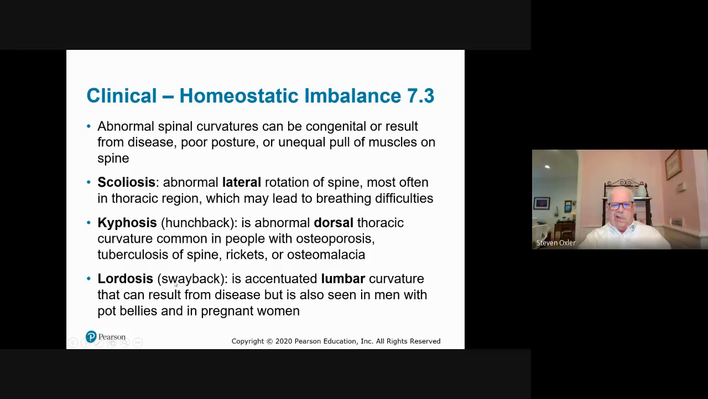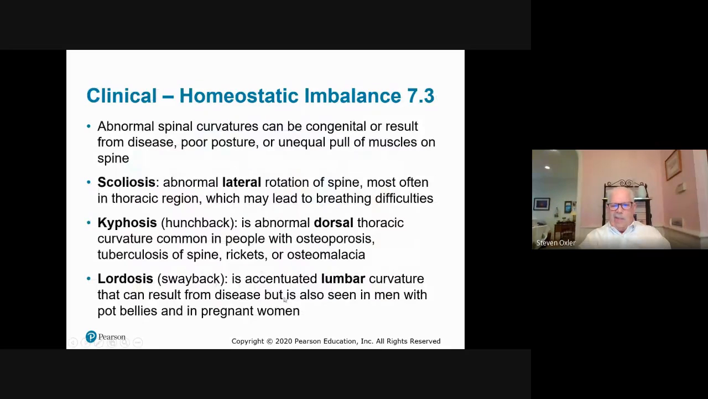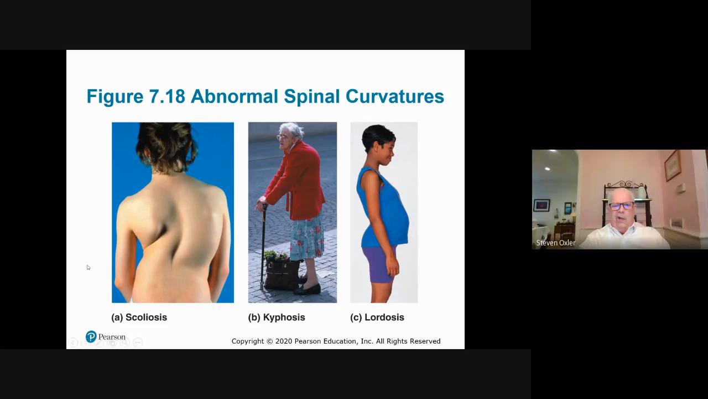Also, lordosis, otherwise known as swayback. It's an accentuated lumbar curvature that's basically seen when someone has too much of a belly. And you get too much of a belly when you have a pot belly or you are pregnant. So here is scoliosis, a lateral curvature problem. Here is kyphosis, a dorsal curvature. And here is lordosis, because this lady is pregnant. It kind of sinks in. So know the three abnormal curvatures of the spine.